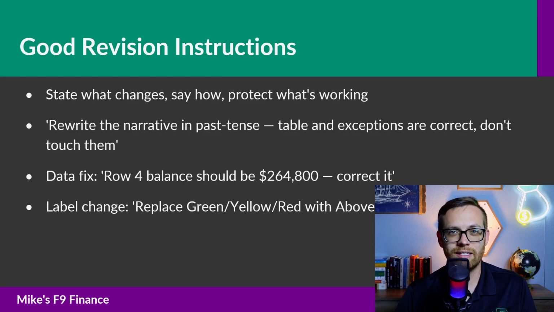Now here's a more complex one. Rewrite the status levels to say above threshold, near threshold, and below threshold instead of green, yellow, and red. Some people just don't like colors. You want different language, same data, same logic, different labels.